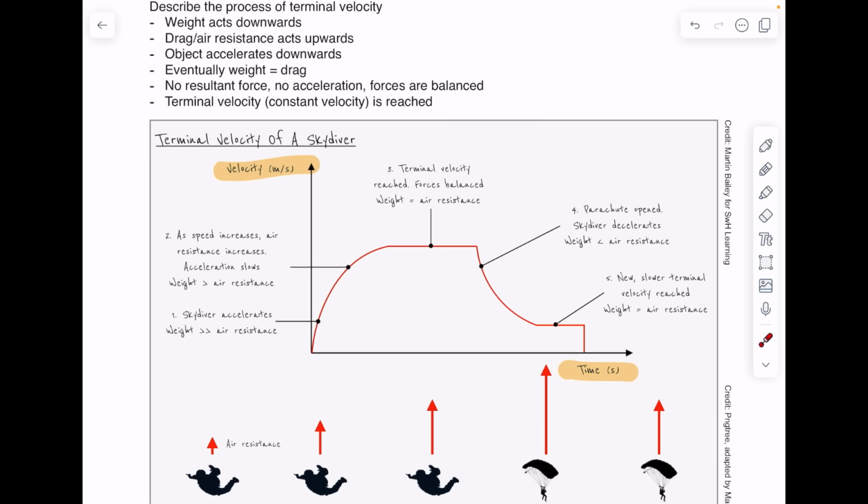Then the parachute is opened. As a result, air resistance massively increases, so the person decelerates further. They slow down, as seen by this negative gradient here. And then eventually we know that we're going to reach a new terminal velocity where weight equals air resistance. There's no resultant force, a new constant speed is reached, and as you'd expect, again we see a horizontal portion of the graph.